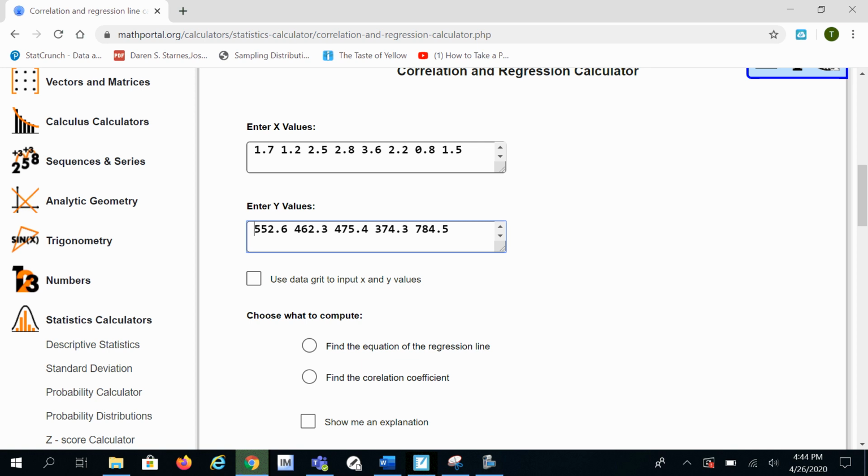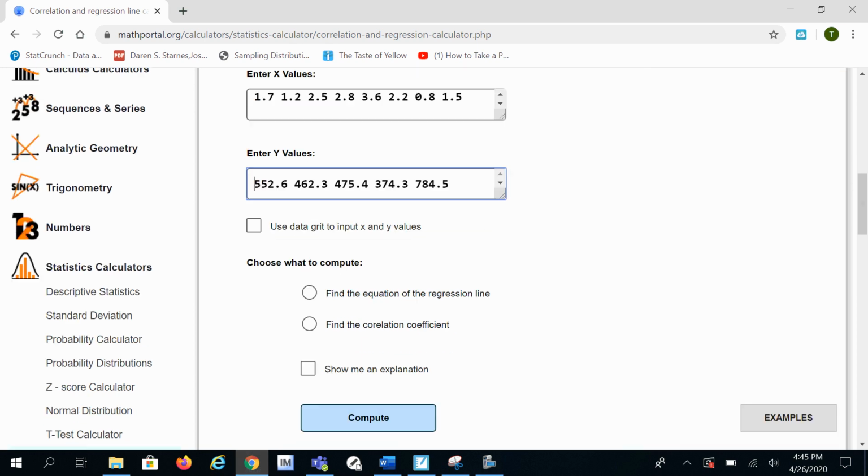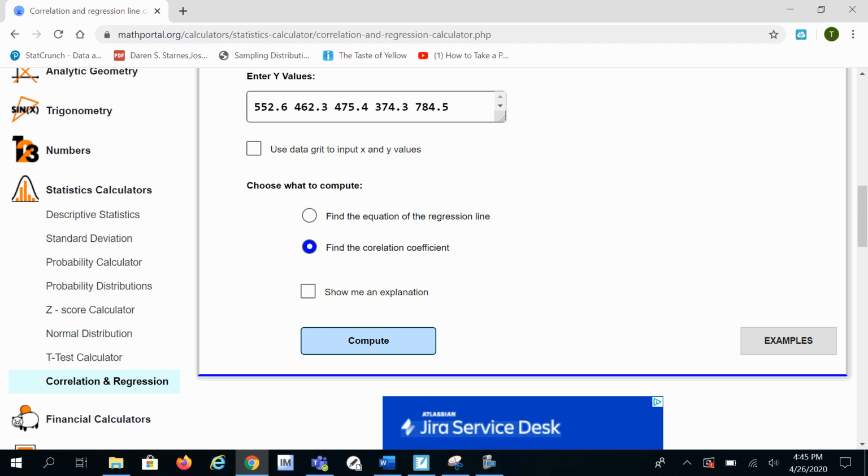So luckily for us, it's going to be the exact same website. This is why I picked this site, because it did both. So you could just type in the numbers once and do both. So I've already typed in the numbers here to save us some time. So now instead of finding the correlation coefficient, we're going to find the equation of the regression line. So LSRL, regression line, line of best fit, all the same ideas. So go ahead and type in the data, click on that dot, and hit compute.